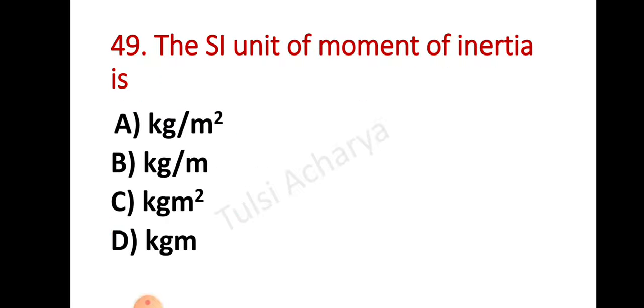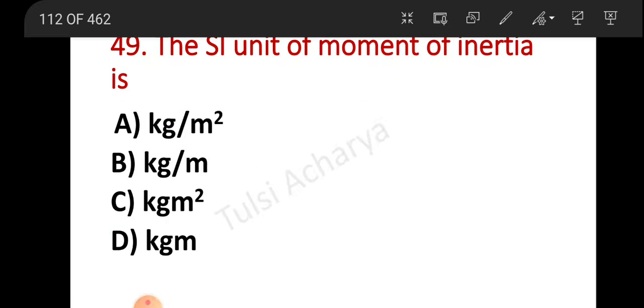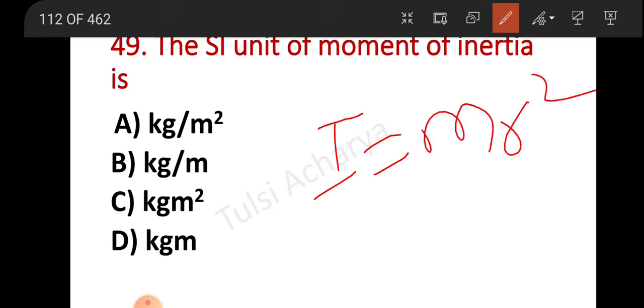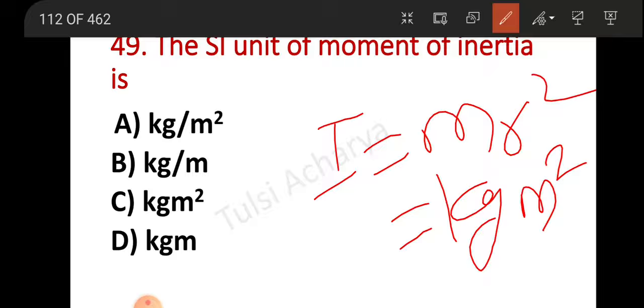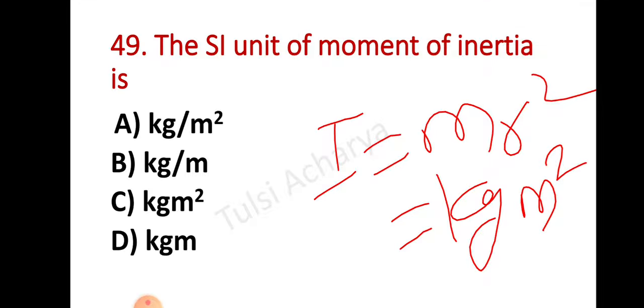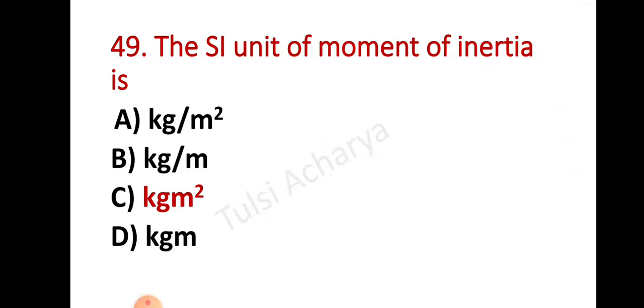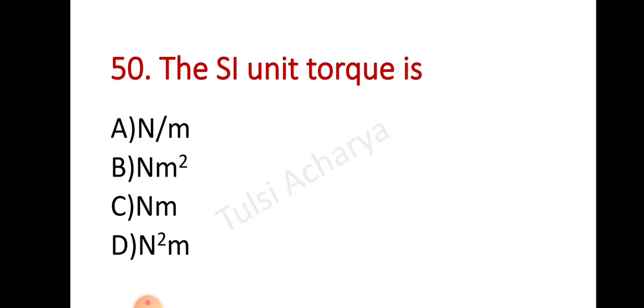Now let's move to question number 49. The SI unit of moment of inertia is, we know that I is equal to mr square. This m is kg and r is distance, so it will be meter square. Option choice kg meter square is in option choice A, B, C. So C is the correct answer for question number 49. Now let's move to question number 50. The SI unit of torque is Newton meter. Newton meter is the correct answer for question number 50.